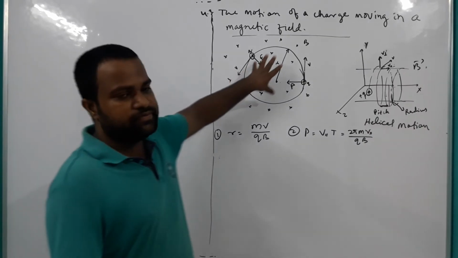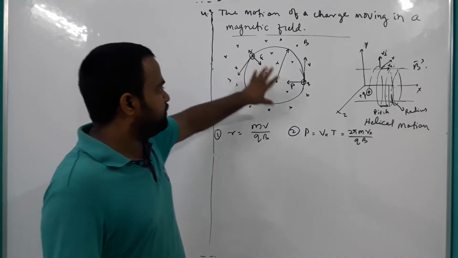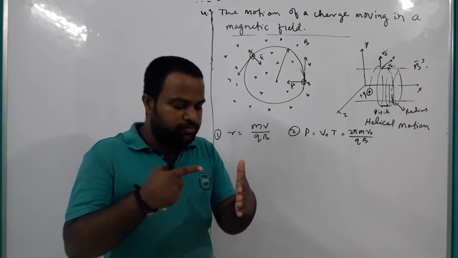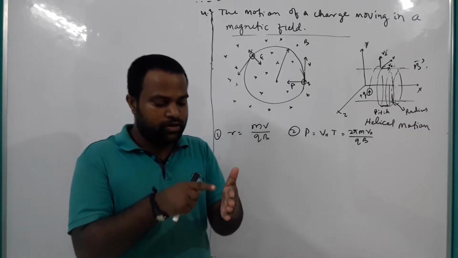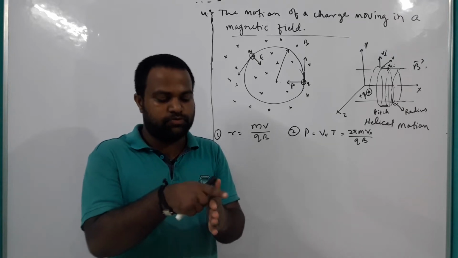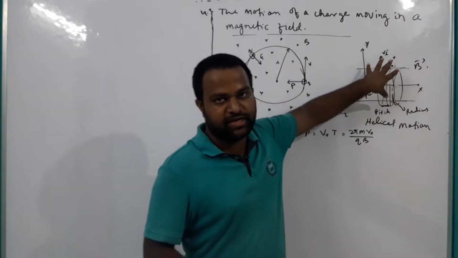So we will describe basically the two cases here. One is, if this is the magnetic field, if the particle is moving perpendicular to the magnetic field. Another is if it has some component along the direction of the magnetic field, suppose making some angle with the magnetic field, like in the second case.